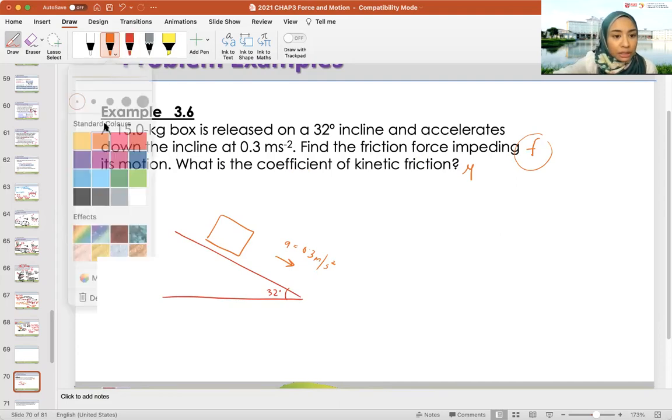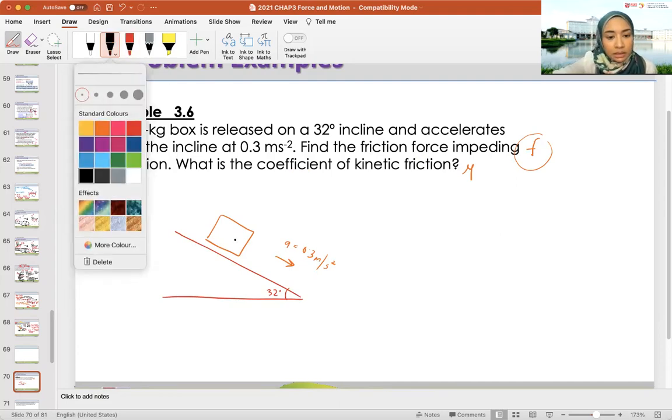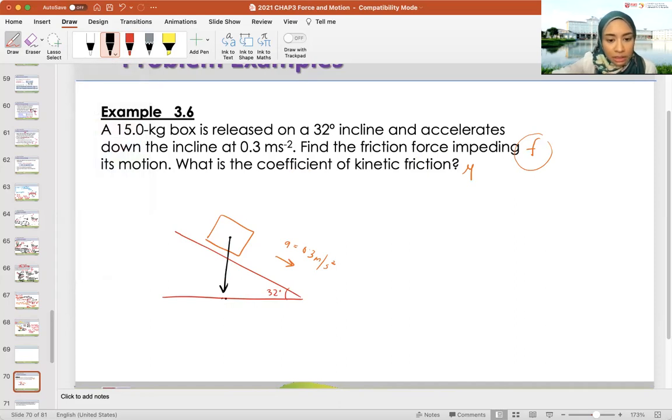So let's draw a free body diagram. Kita ada A kat sini. We have mg down here. Draw my axis. And then we are supposed to have friction opposing the motion. That is your friction. You have your reaction force. Okay, apa lagi? Saya kena resolve my mg. So this will become mg cosine theta. And this will become mg sine theta.